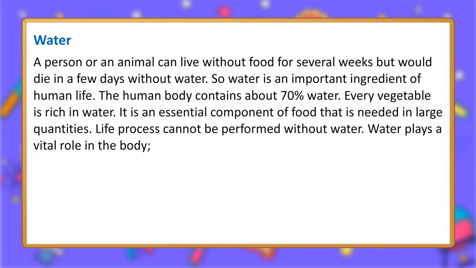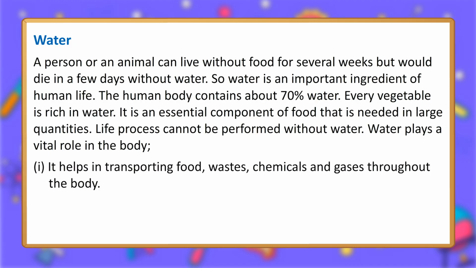Water. A person or an animal can live without food for several weeks but would die in a few days without water. So water is an important ingredient of human life. The human body contains about 70% water. Every vegetable is rich in water. It is an essential component of food that is needed in large quantities. Life processes cannot be performed without water. Water plays a vital role in the body. It helps in transporting food, wastes, chemicals and gases throughout the body.